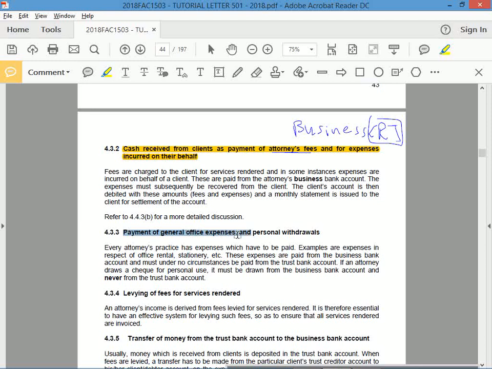Right, the next one, payment of general office expenses. Yes, normal, which is business. Yeah, that's an easy one, not too bad. Okay, next, levying fees for services rendered. Fees journal, or like a sale, exactly. Business, CRJ. I think they even use just a fees journal. Yeah, it's fine. We'll see what they want you to do, either or. Okay, but as long as you understand it's the business that's receiving income because they've earned it. Okay, they've done something.